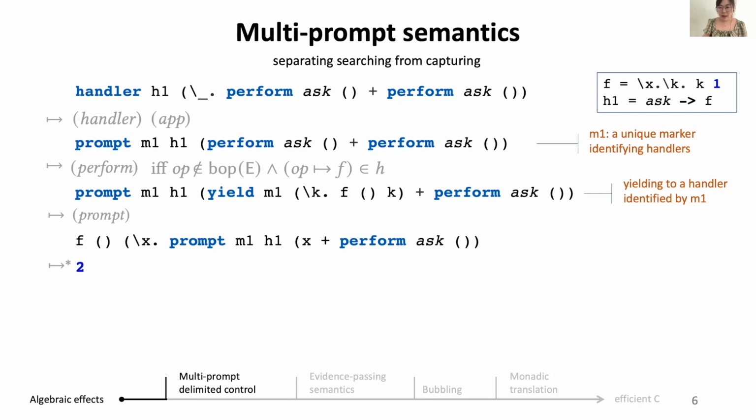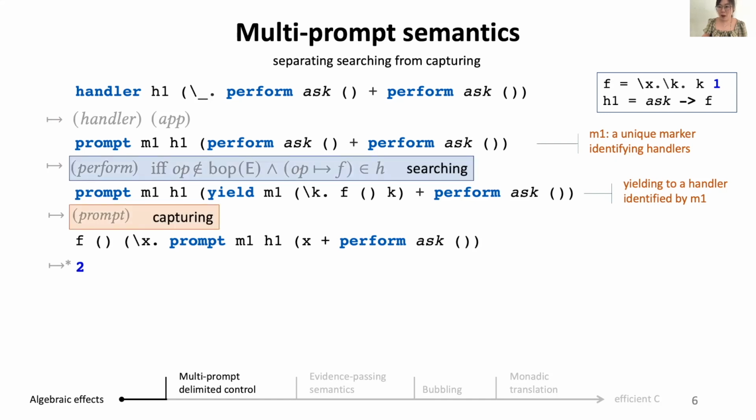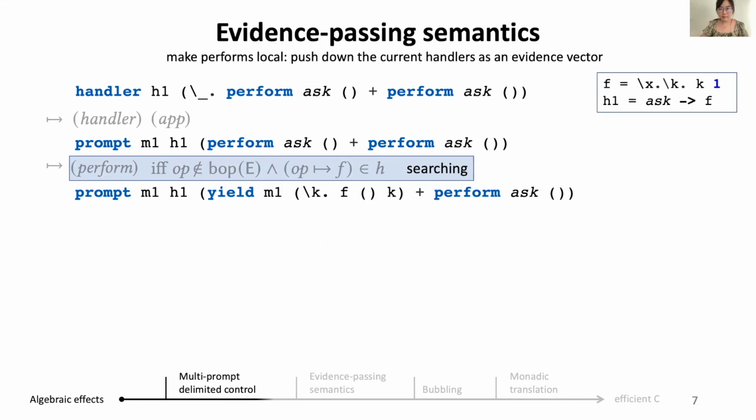At first sight, going through multi-prompt semantics does not seem to buy us much, because the overall process is still the same. However, now we have separated searching from capturing, and it opens up the way for optimizing each part individually, which we will do with evidence passing and bubbling. First, we avoid searching using evidence passing semantics, where instead of searching for a handler in the evaluation context, we will push down the current handlers as an evidence vector.